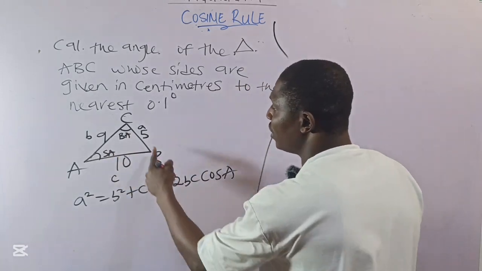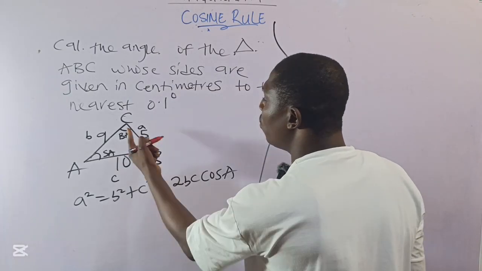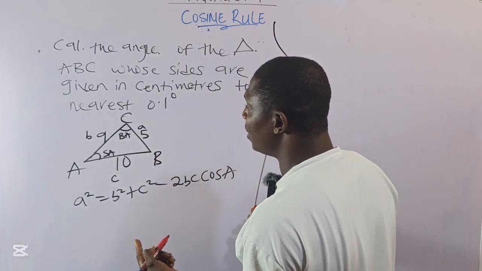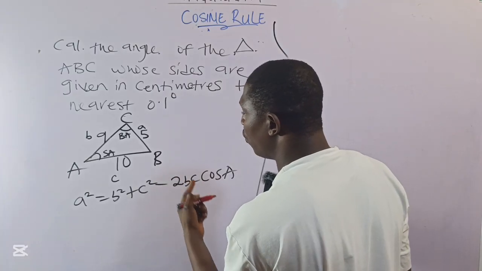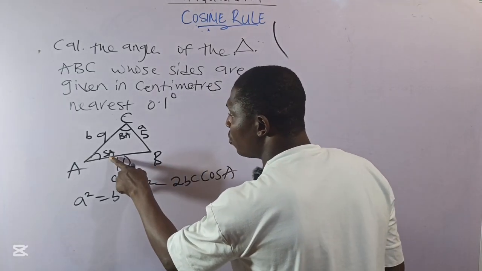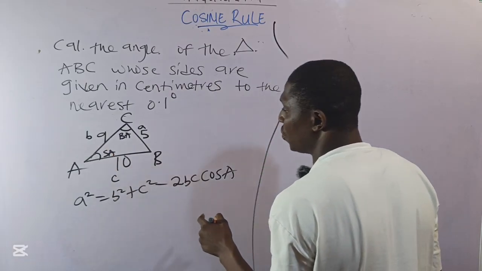And it's even possible for the three angles to be acute, because we have an acute-angled triangle. If one of them is greater than 90, then you can simply say it is an obtuse-angled triangle. So as long as this is not the biggest angle, it can never be obtuse. Take note.